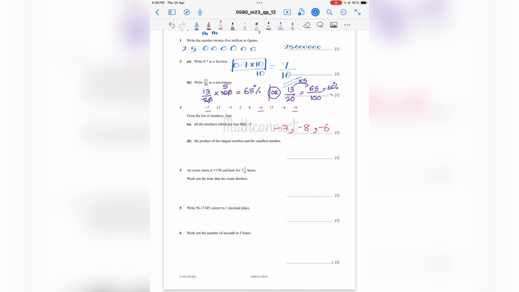Question B, the product of the largest number and the smallest number. We need to select the largest number from the list, which is 12. Product means the result of multiplication, so I'm going to multiply this with the smallest number. The smallest will be the negative number, which is -8. So we will do 12 times 8, and the answer will also have a negative sign along. 12 times 8, 96. So your answer is -96.